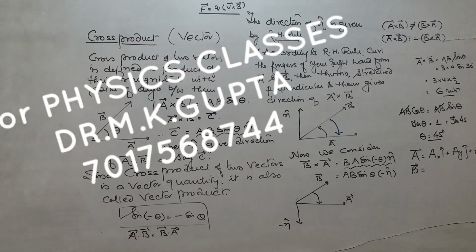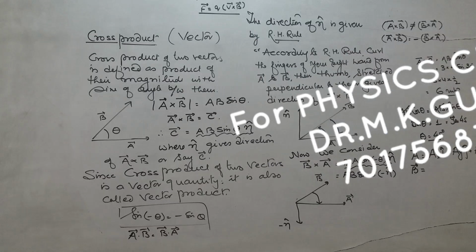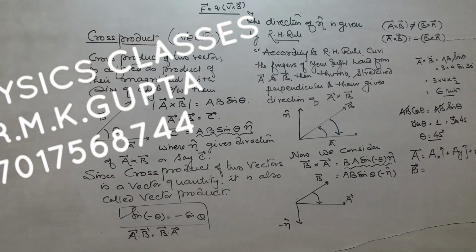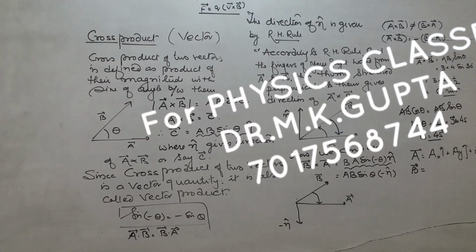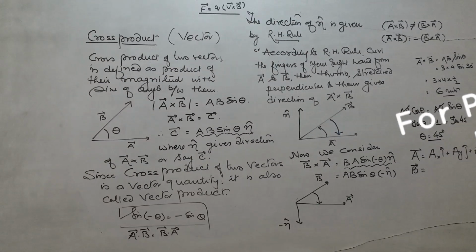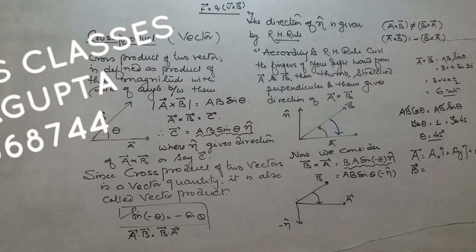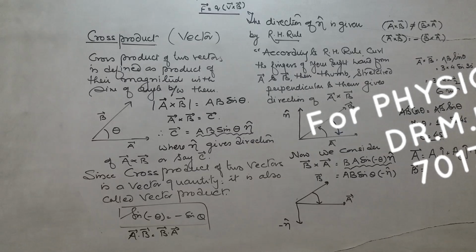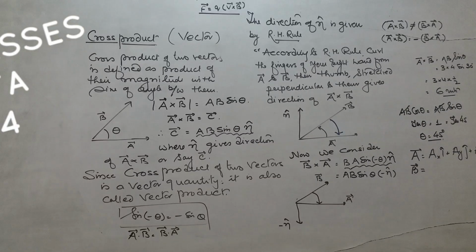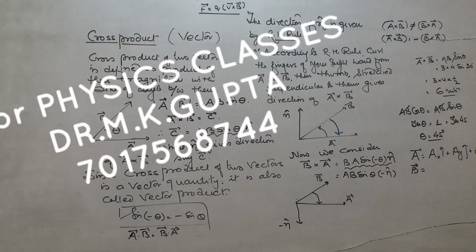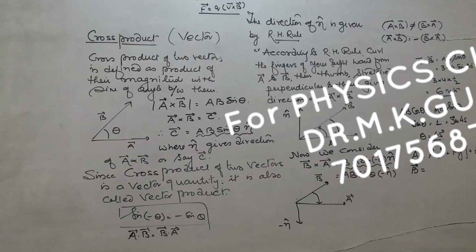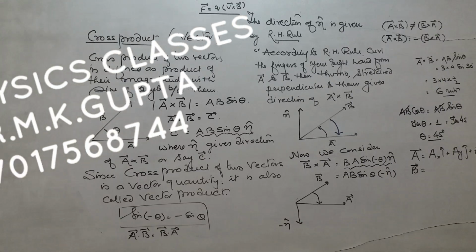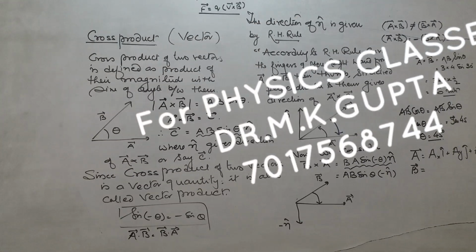Remember that the direction of the cross product of two vectors is always perpendicular to the plane containing the two vectors. Suppose A vector and B vector are in the xy plane, then their resultant will be along the z axis, maybe along the positive z axis or negative z axis. As you are going to observe, A vector cross B vector is not equal to B vector cross A vector.